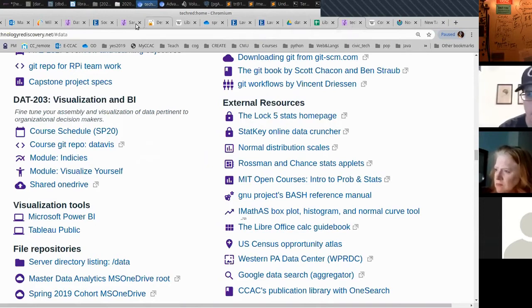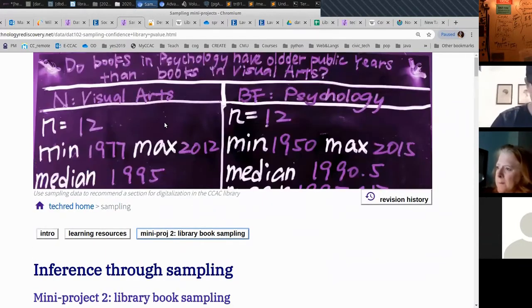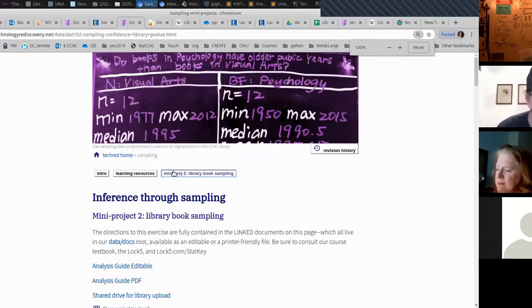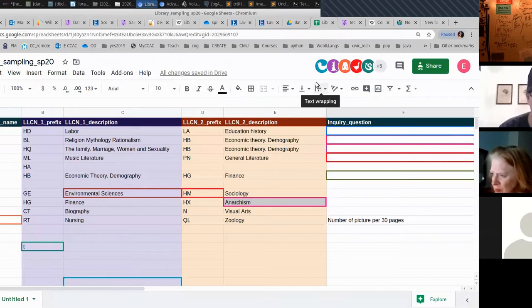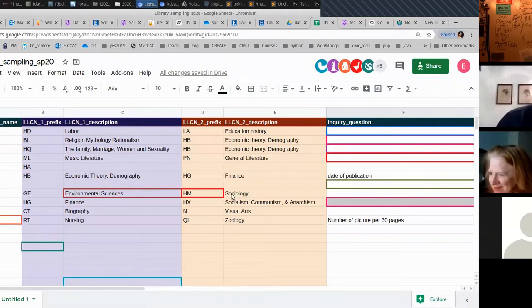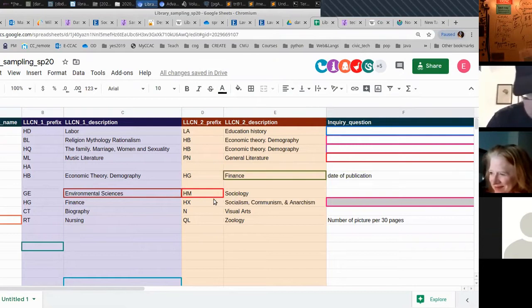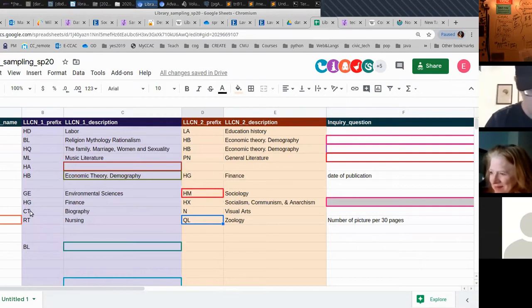Anyone having trouble finding stuff? Okay, make sure you've refreshed the sampling page. And we're on mini project 2, library book sampling. All right, let's see. Anarchism, HX. It's got a good call number prefix. That's good. The zoology and nursing one, I remember that one was very interesting.